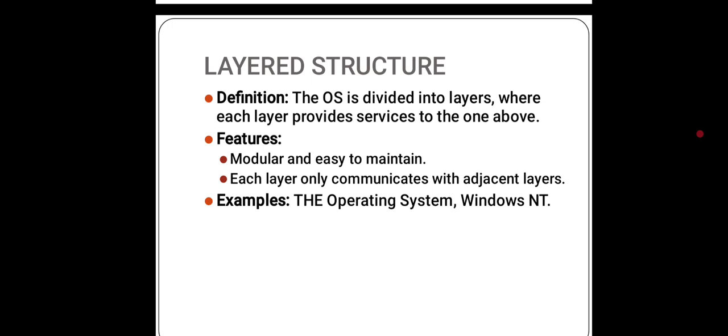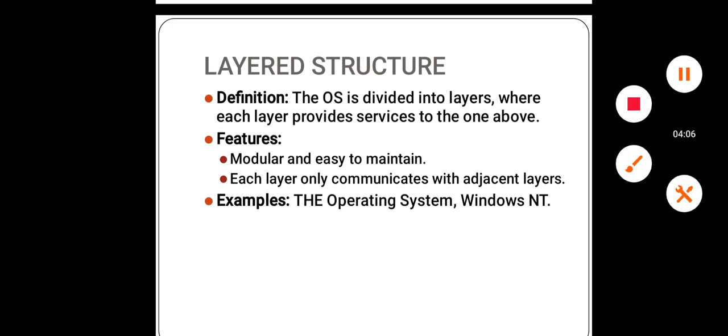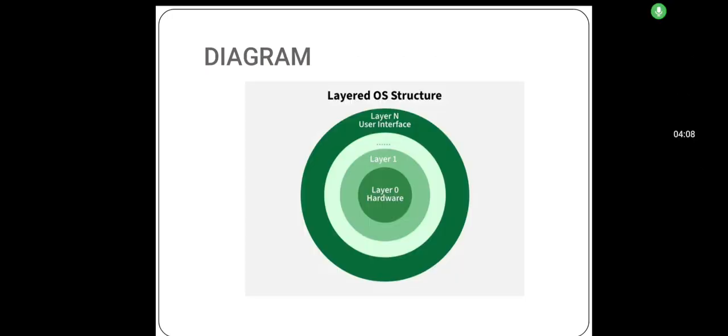Advantages: easier to debug and update. It increases the system security by isolating the functions. Disadvantages: can be less efficient due to extra overhead in layer communication. Next, see the diagram of the layered section. At the bottom, layer 0 hardware, and above, layer 1 up to layer n, and at the top, user interface. The layers look like a circle.